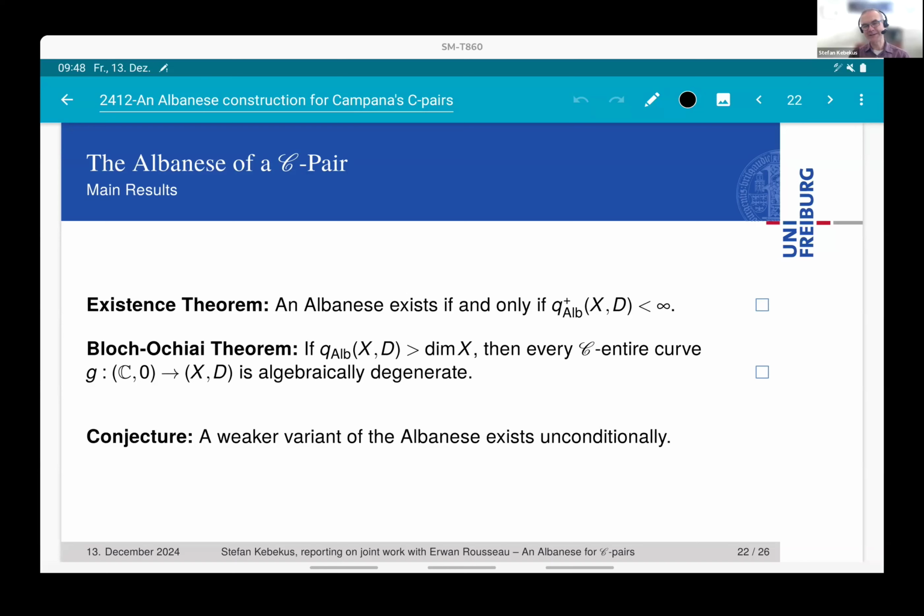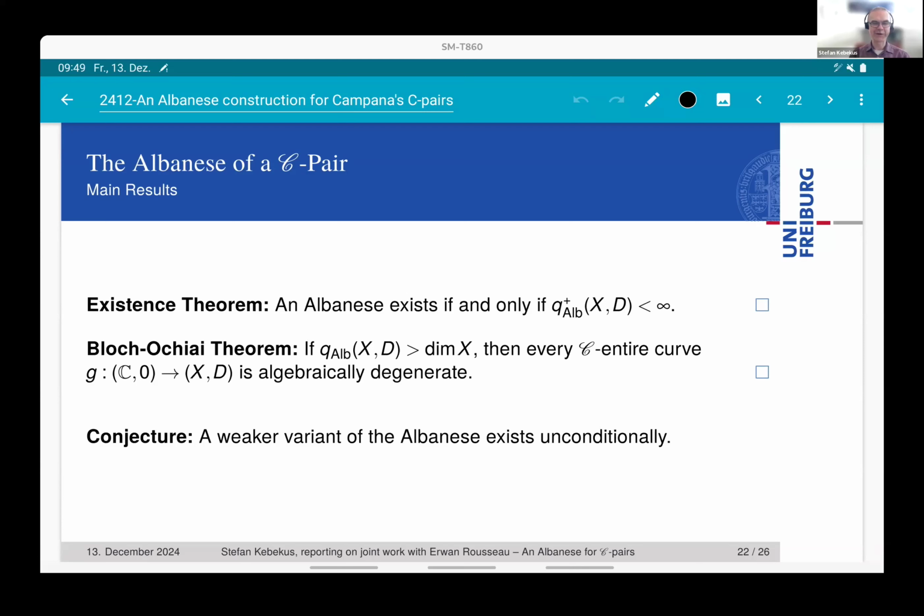The classic Albanese, you know, it has three different meanings. It's the universal space. So following Serre, it's the universal morphism to a torus. So this is also our definition. It's the universal space where all the differentials come from. And it's the Shafarevich map for the abelianized fundamental group.